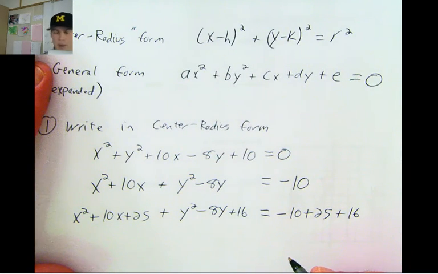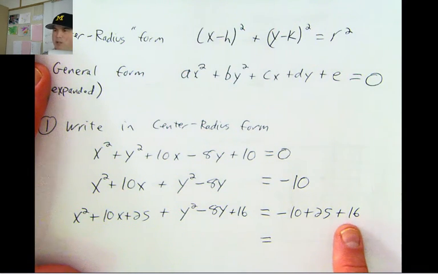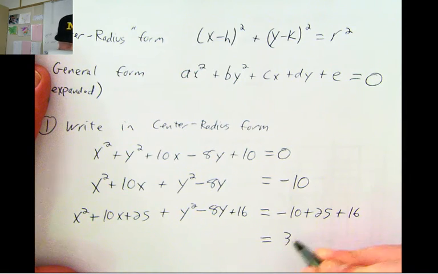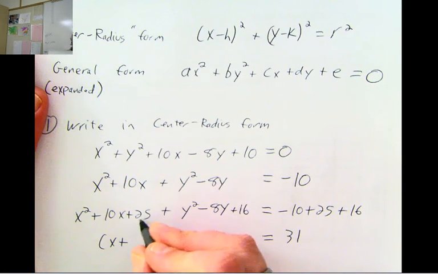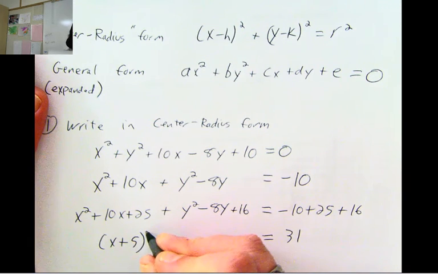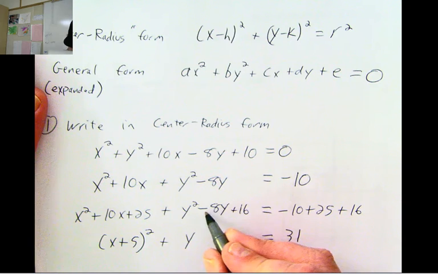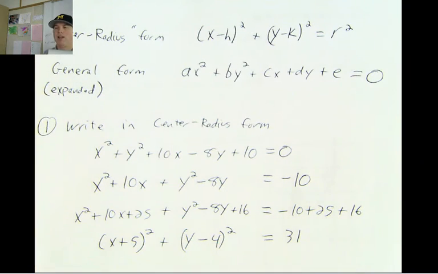I'm one step from the answer at this point. 25 plus 16 is 41, but 41 minus 10 is 31. This becomes x plus, square root of 25 is 5, squared, plus y minus, square root of 16 is 4, quantity squared, and boom, we are in center radius form. Lovely.